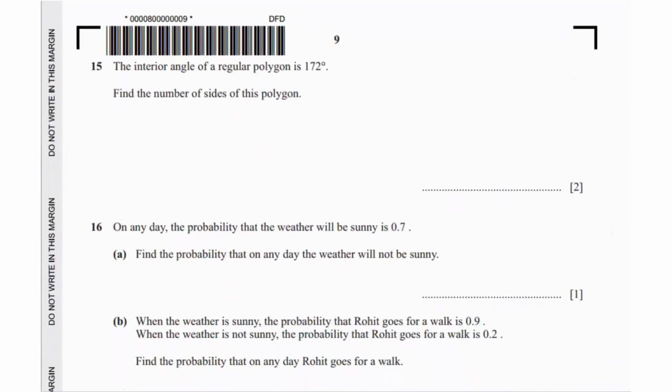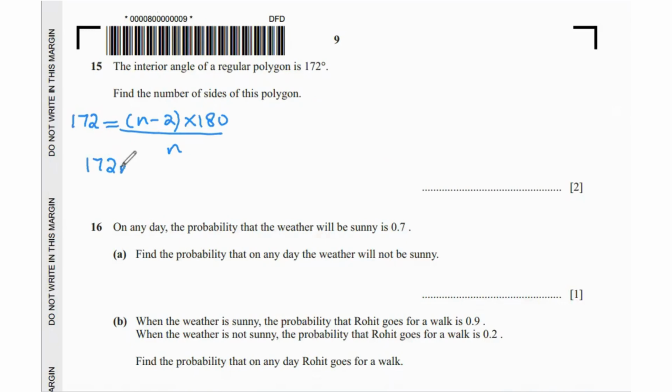Then it says the interior angle of a regular polygon is 172 degrees. Find the number of sides of this polygon. So for this, you need to know the interior angle formula for a regular polygon, which is n minus 2 times 180 over n. We have the interior angle, which is 172. We have to find the value of n, which is the number of sides.